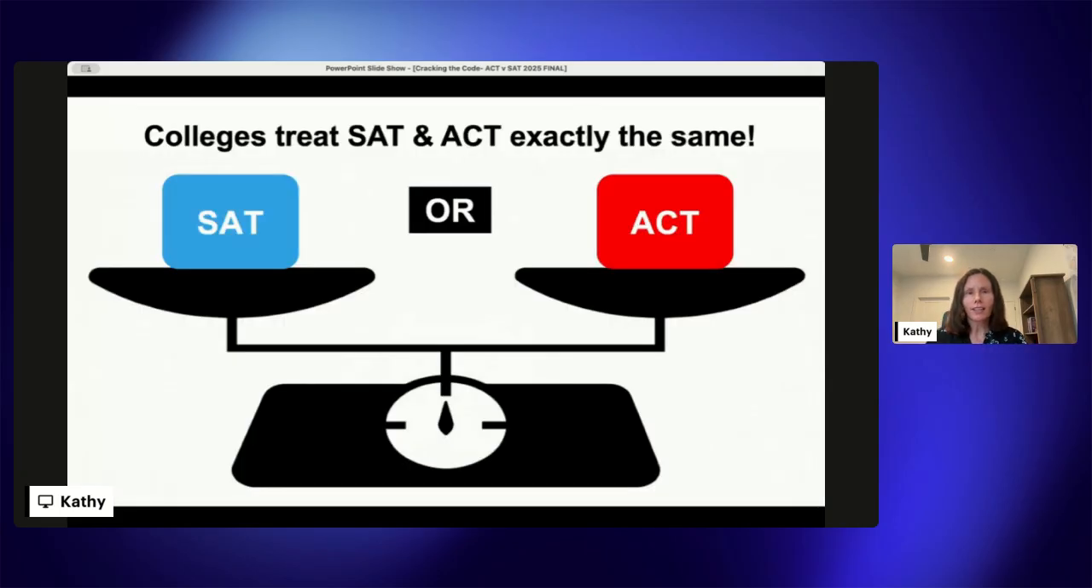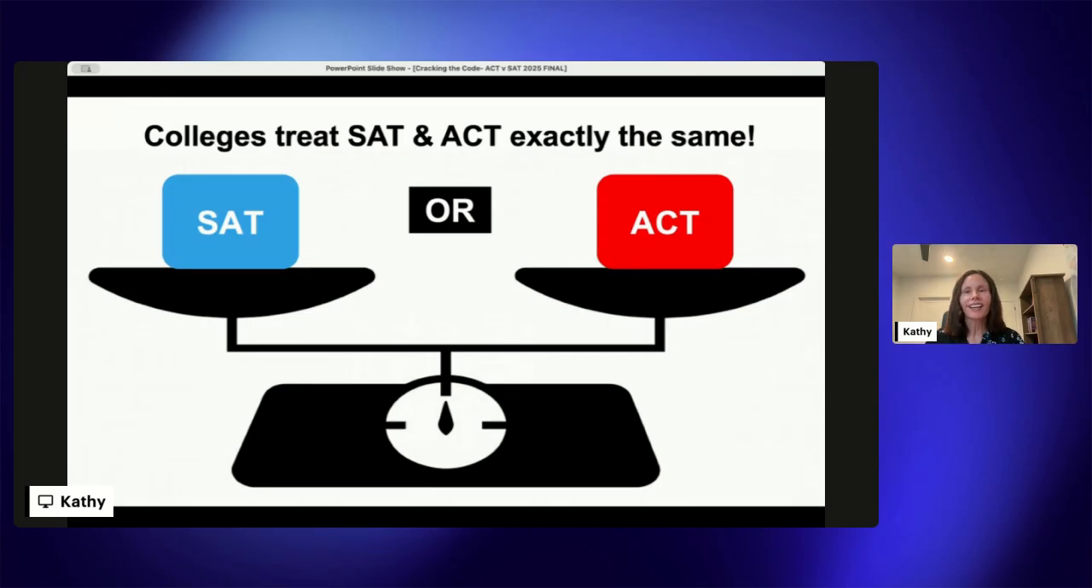So, first of all, I think it's always good to dispel that myth. Colleges treat SAT and ACT exactly the same. That is the truth. That is the fact. There's sometimes some information out there. Someone heard that this school prefers the SAT, or someone heard that this school wants to see an ACT.